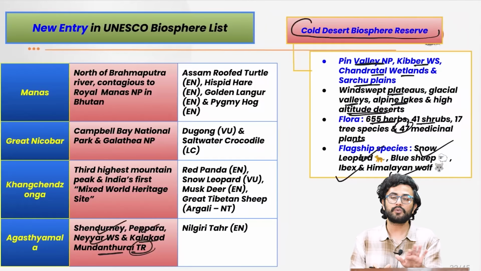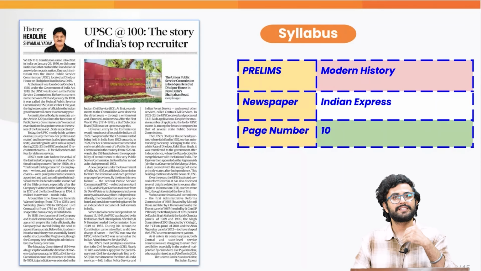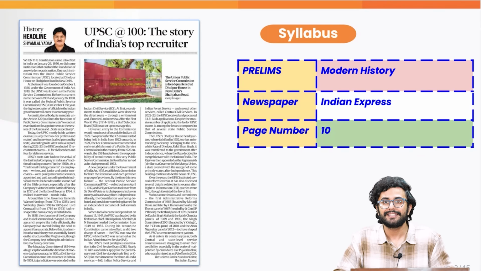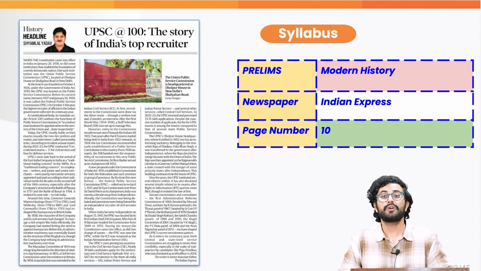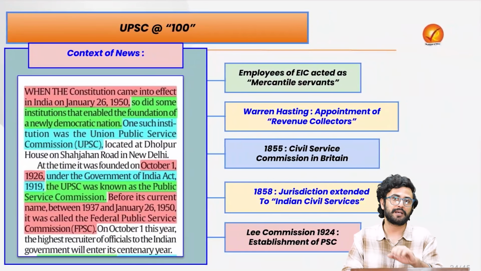So these two particular tables are very important for your prelims examination. Keep them in mind, and we move forward to the next news, where the examination which you guys have been preparing for, that is the Union Public Service Commission, the creation of this commission has now completed 100 years, and thus it becomes very important for the next year prelims examination as well.